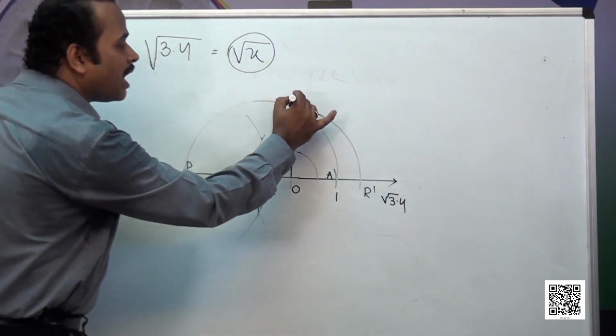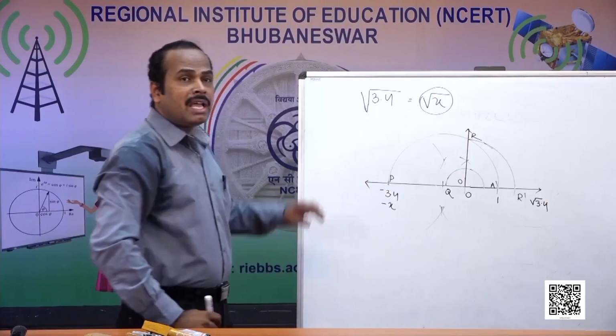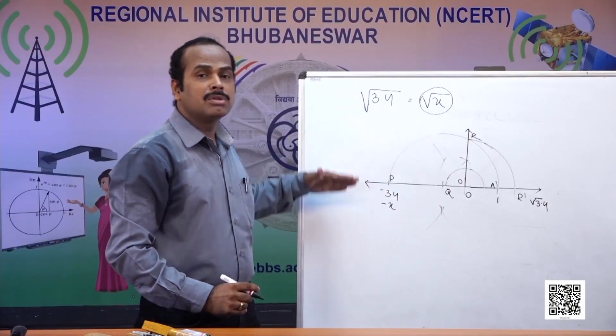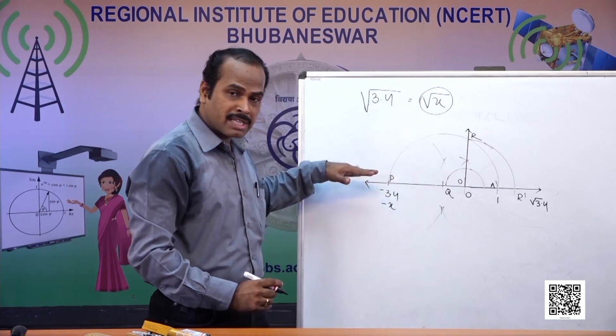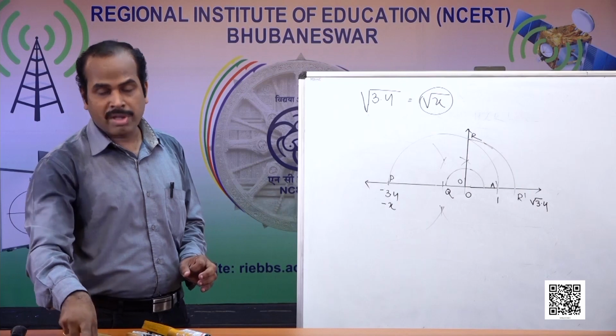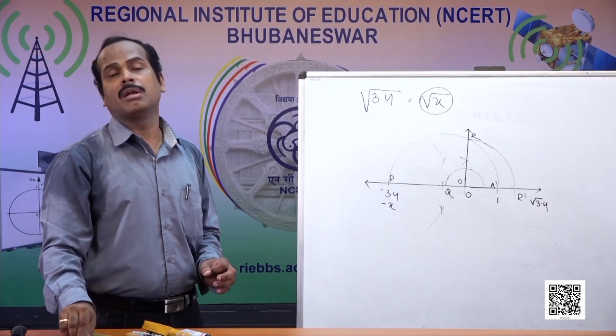Okay, in this way we can also represent the irrational form of any decimal number on the number line. So this is the way we have to present irrational numbers on the number line.